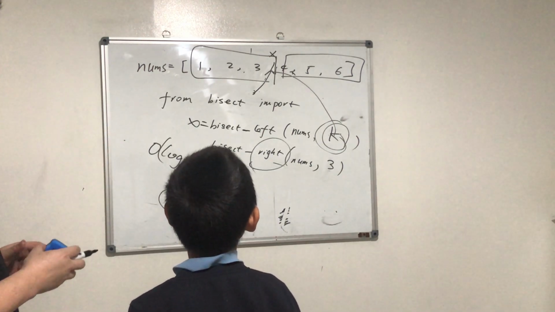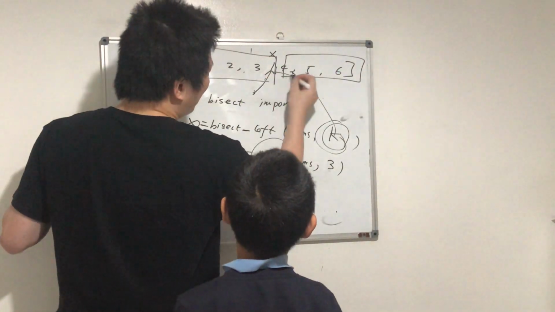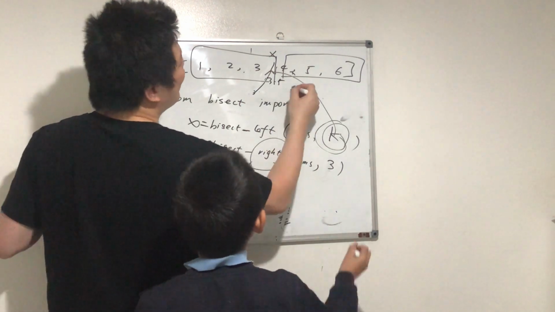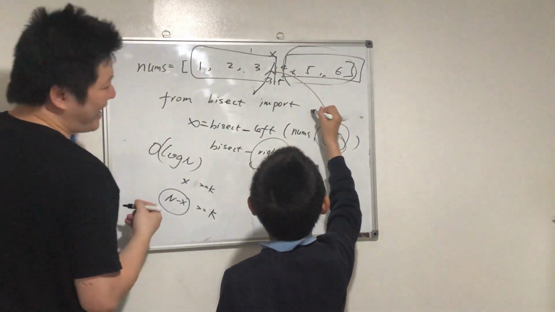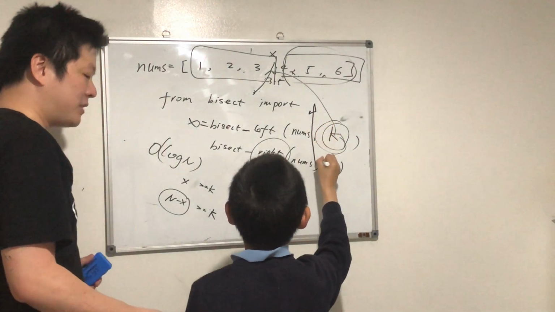Right, of course, it's bigger. I put a 3.5 here, so how many numbers are bigger or equal than k? Of course, here, 4, 5, 6 are bigger than k. It's quite easy, right?